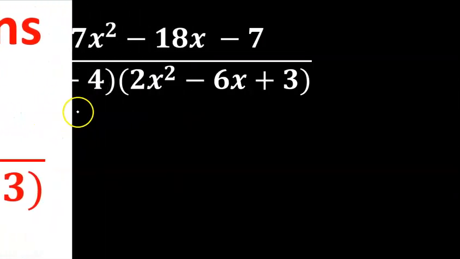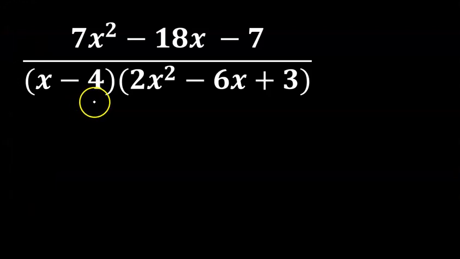Our question says (7x squared minus 18x minus 7) over (x minus 4) into (2x squared minus 6x plus 3). One unique thing I want you to note here is that the quadratic function 2x squared minus 6x plus 3 cannot be factorized. You can use other methods, but you cannot use the factorization method on this quadratic. So since it cannot be easily factorized, we'll have to make an assumed expression for it.